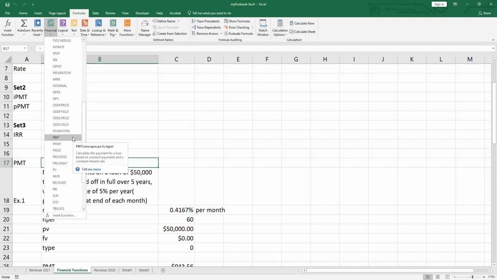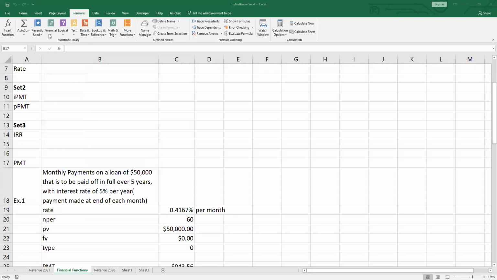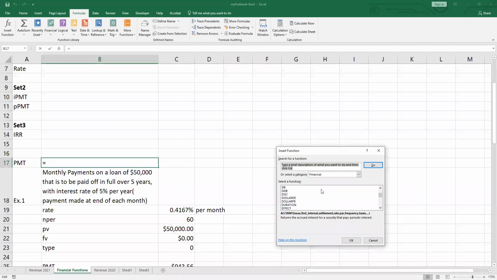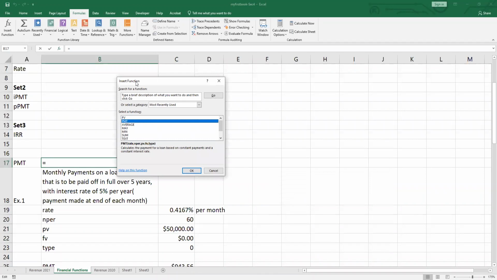For the PMT function, as I mentioned earlier, we use the rest of the values as the arguments of the function, which are rate, nper, PV and FV. In this one, we have another argument that we call type. For the type argument, you have to make sure that it is a logical value, which means the value 0 or 1 only.